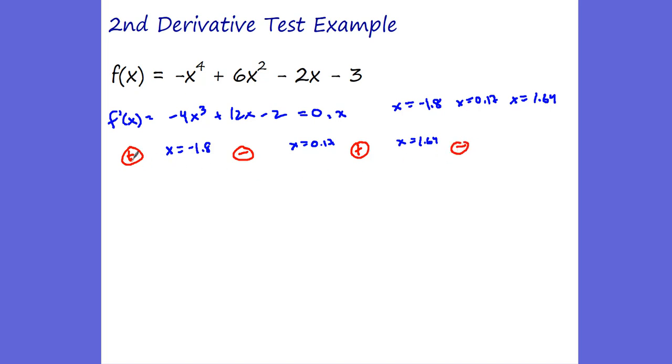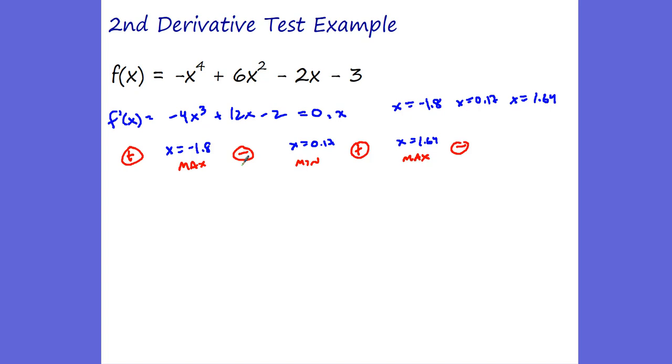So what do we know? We're going from positive slopes to negative slopes, which means this guy is a relative max. We're going from negative slopes to positive slopes, which means that's a min. We're going positive, negative, which means this is a max. And that is your first derivative test.